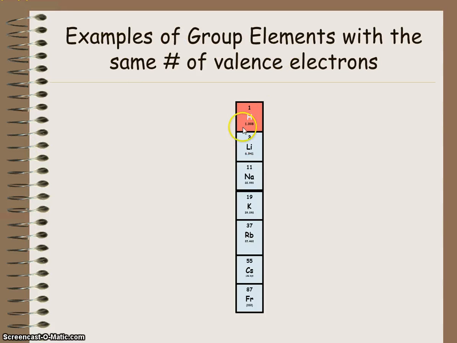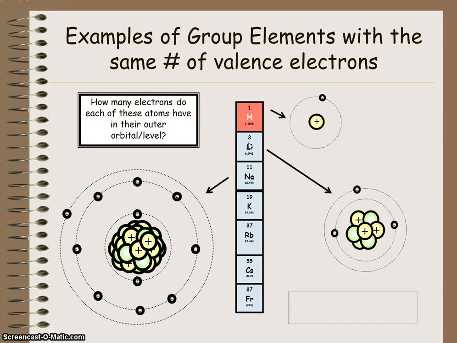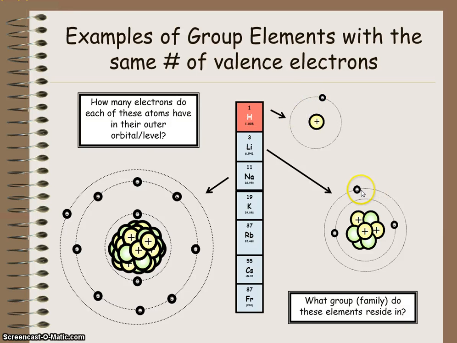There we go. Examples of elements with the same number of valence electrons. Here we go. One in their outer shell. You can see all of these have exactly one.